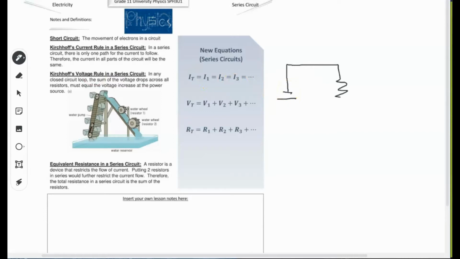So 1 and 2. There we go. Two resistors. Terribly drawn, but two resistors. Okay.